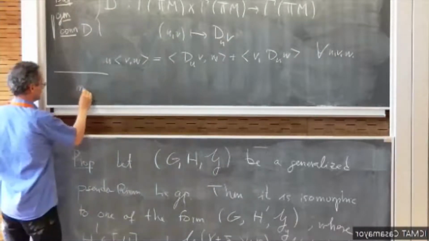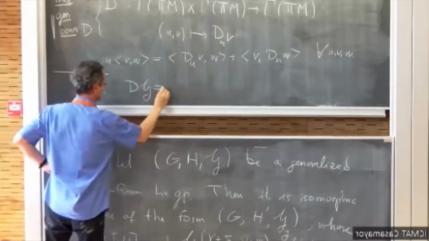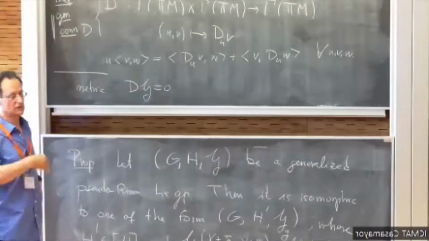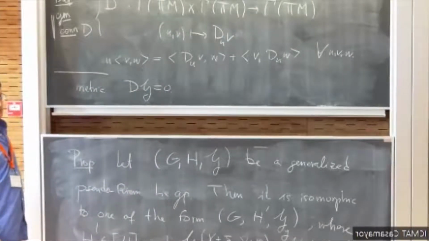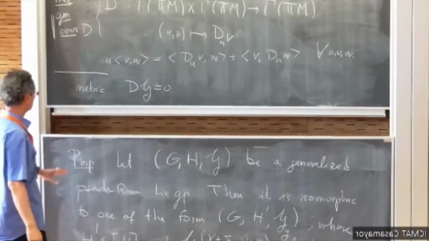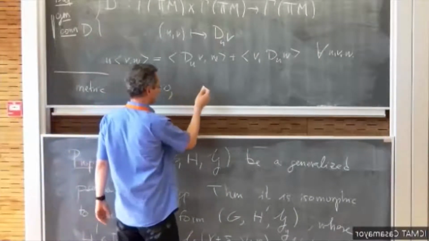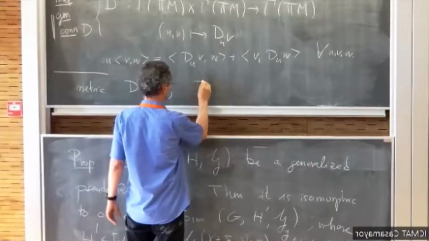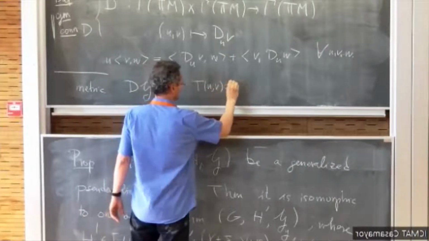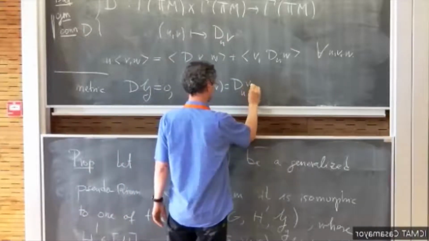It is called metric if the generalized metric is covariantly constant. To define this, you have first to extend this operator D to tensors over the generalized tangent bundle, which can be done in the same way as for an ordinary connection, no problem. And then you can write this condition. And the other condition is that the torsion is zero. For this, you need to define the torsion. The torsion is defined by a formula which looks similar to the usual formula, but it's not quite the same.